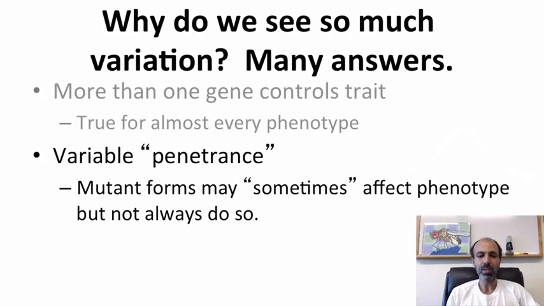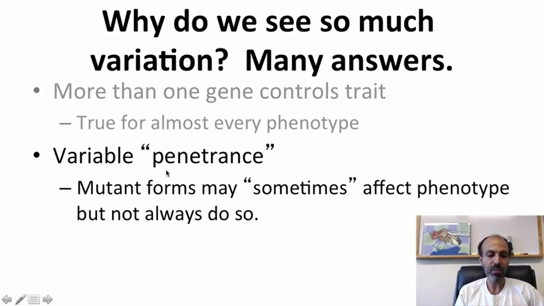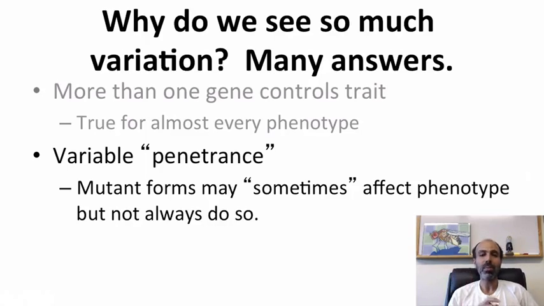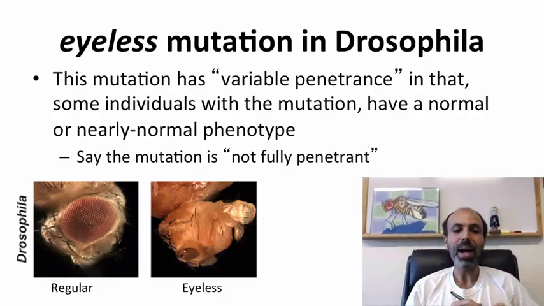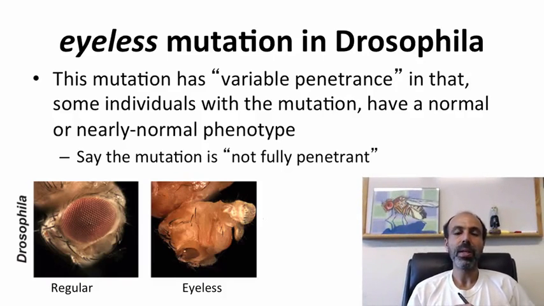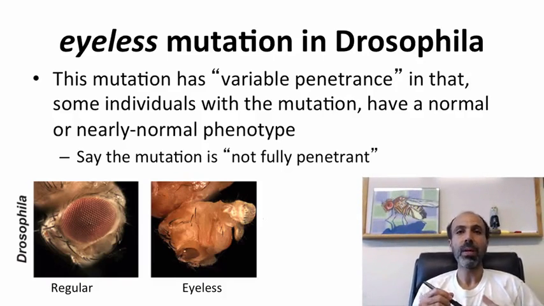So why else do we see so much variation? Well, another possibility is what's referred to as variable penetrance. This is the case of what happens when mutants don't always affect the phenotype in the predicted way. So let me show you an example of this. The eyeless mutation in Drosophila is one that exhibits variable penetrance.